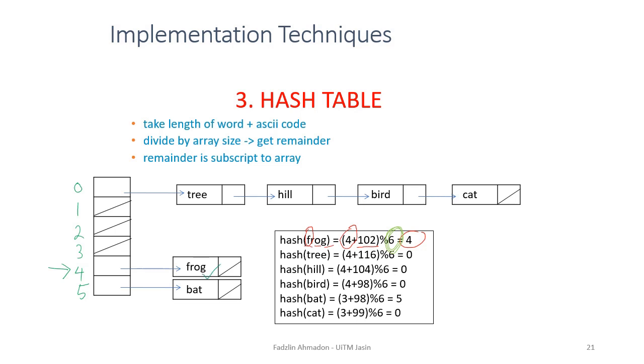So this is frog. The next word in the list is tree. Tree is a 4-letter word. 116 is the ASCII for T, divided by 6, the remainder is 0. So starting from address 0, tree is the first word, so tree is here. Here, we get 0. So tree is already in address 0 of the linked list. And then we add hill here after tree. And then bird is again 0, so bird is added after here. Bat is 5, so at location 5, we add bat, and cat is at 0, and after bird, we add cat, and the remaining, we cross out. Okay, so this is how to build a hash table.